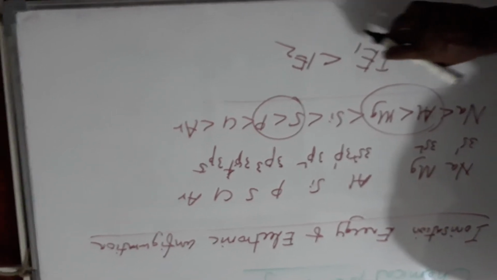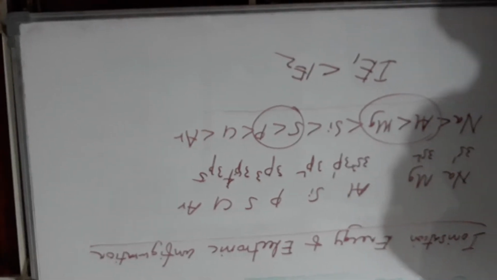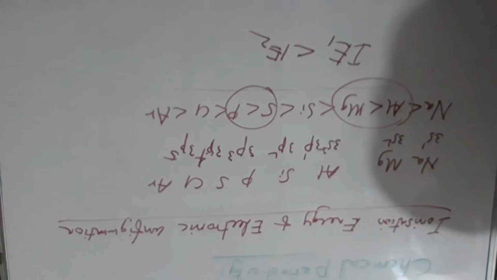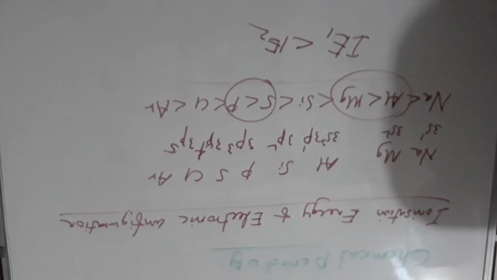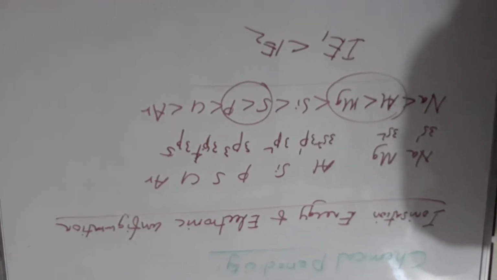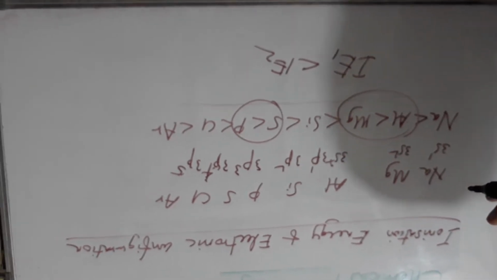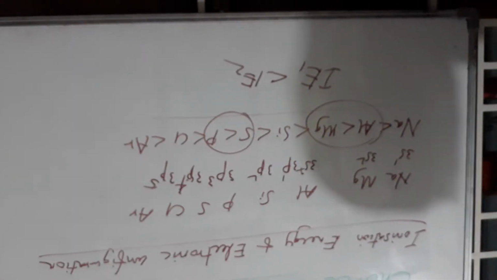First ionization energy is less than second ionization energy. Why? Because effective nuclear charge increases, so size decreases, and as size decreases, ionization energy increases. And third ionization energy is more than first and second.